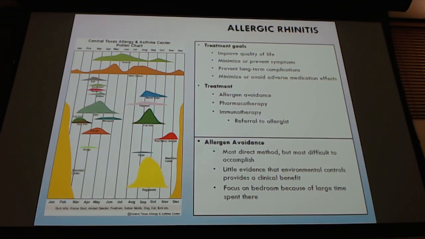The biggest thing that we can do is try to avoid whatever that allergen is, okay? So if there's an allergen that is causing the issue, avoid the allergen, right? Sometimes we can't do that. So we have our meds, so your pharmacotherapy, and then we have immunotherapy, where they can get referred to the allergist, and then they can get allergy shots.